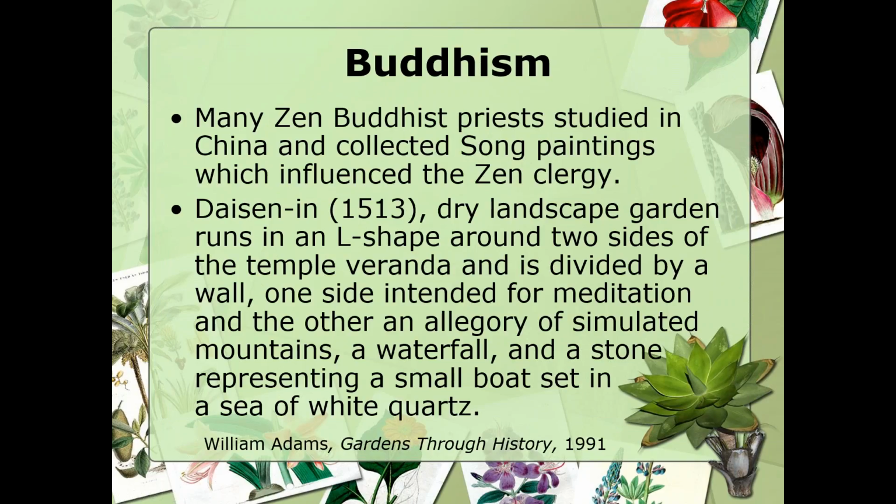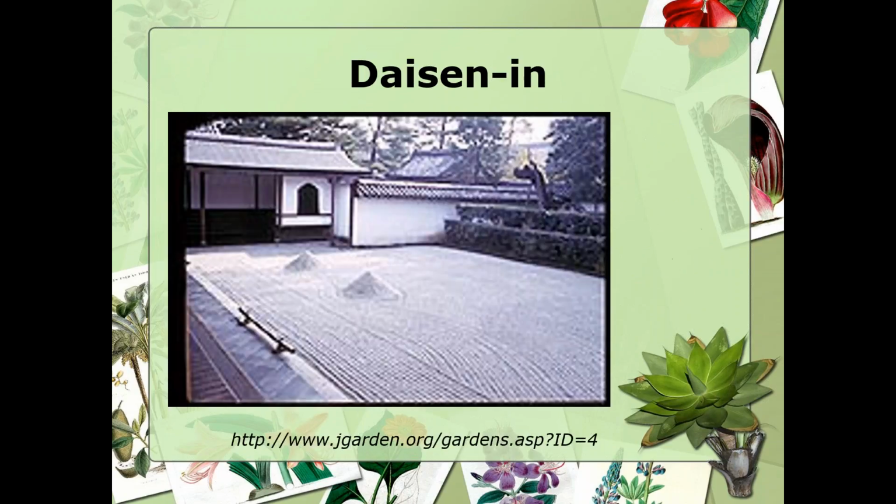Many Zen Buddhist priests studied in China and collected Song paintings which influenced the Zen clergy. The Daisen-in, 1513, dry landscape garden, runs in an L shape around two sides of the temple veranda and is divided by a wall, one side intended for meditation and the other an allegory in simulated mountains, a waterfall and a stone representing a small boat set in a sea of white quartz. And here you can see all of that white quartz.